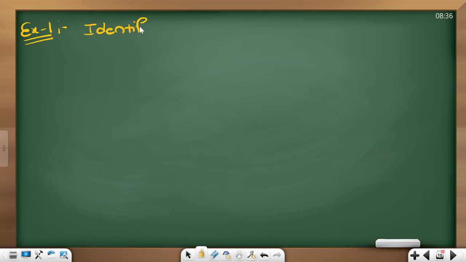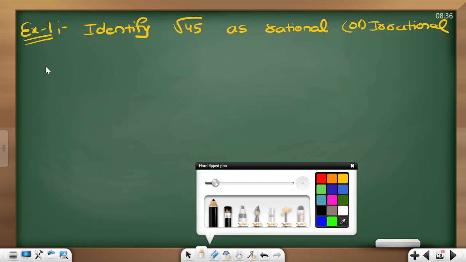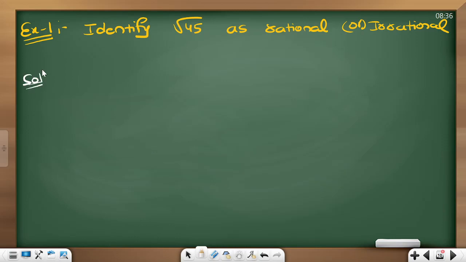Identify root 45 as rational or irrational. This is our question, Akshita. So root 45, you should identify it as either rational or irrational.